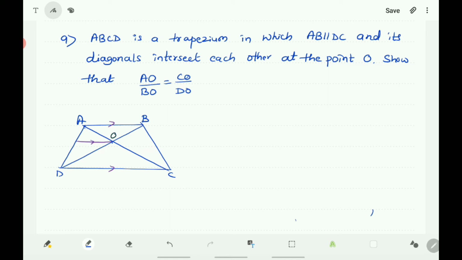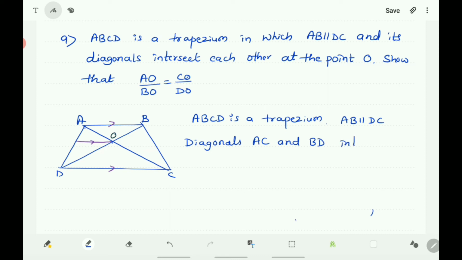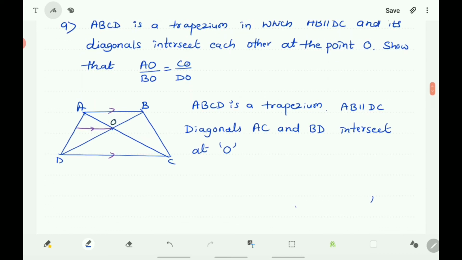Now you write the given thing here. ABCD is a trapezium in which AB is parallel to DC. Diagonals AC and BD intersect at O. So what you have to prove here is AO by BO is equal to CO by DO.